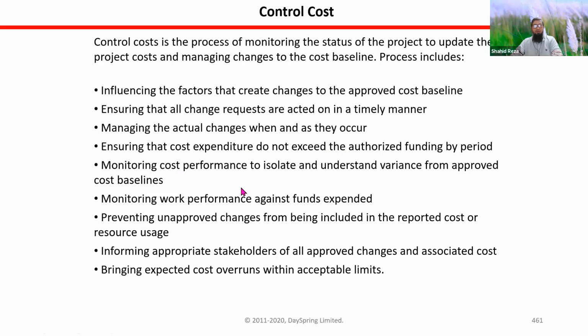Now, control cost. All right. So our budgeting is done. We have found out the cost baseline and we have started doing the project. Now, actual cost is happening. You are purchasing material, you are recruiting people, you are providing money for the daily laborers, weekly laborers. So you are spending money for every task, for different materials. So now your responsibility is to control that cost.